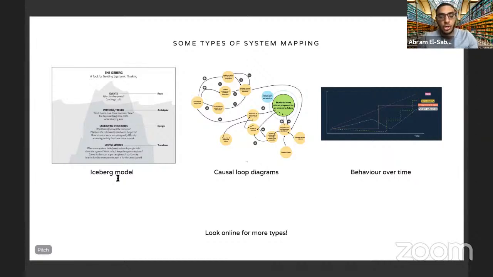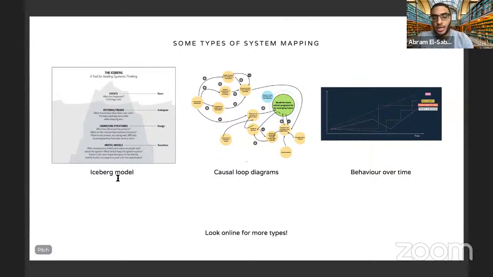All right, cool. So to close off, Farzad, what you were referring to: once you've done this dump of all the elements that you think are related, you can go a few different ways. These are just some of the ways, but you can look online for more types.